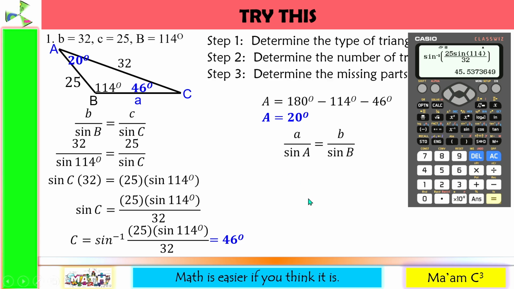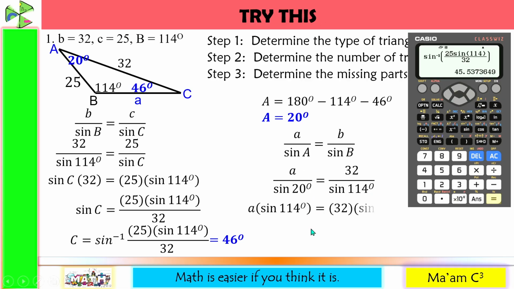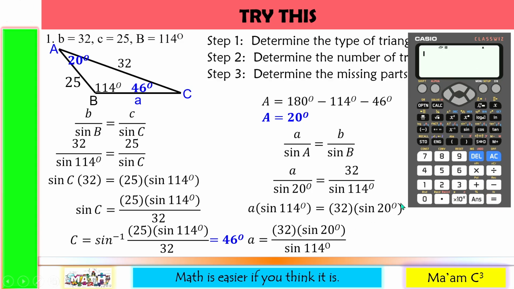Let us substitute. a is unknown, angle A is 20 degrees, b is 32, angle B is 114. Cross multiplication, divide both sides by sine 114 degrees. Let us solve this. We have 32 times the sine of 20 degrees divided by the sine of 114 degrees. And this is equal to, rounded up to a whole number, 12. So side a is equal to 12.